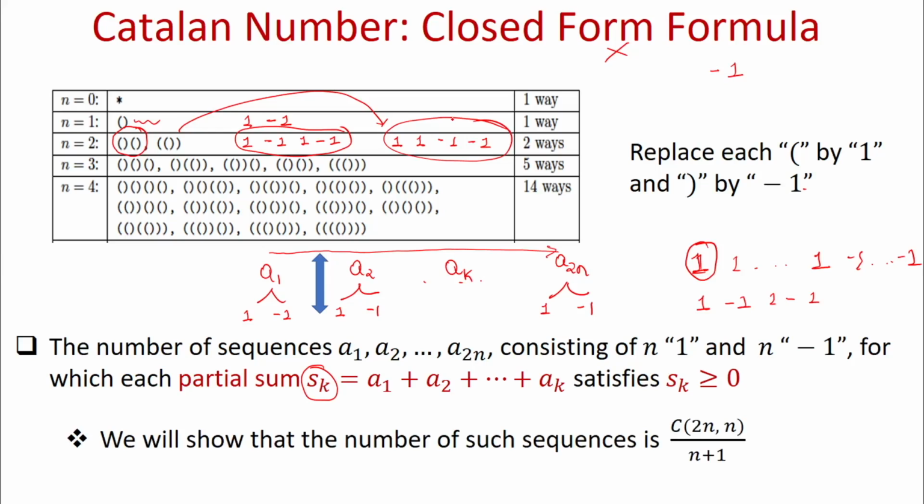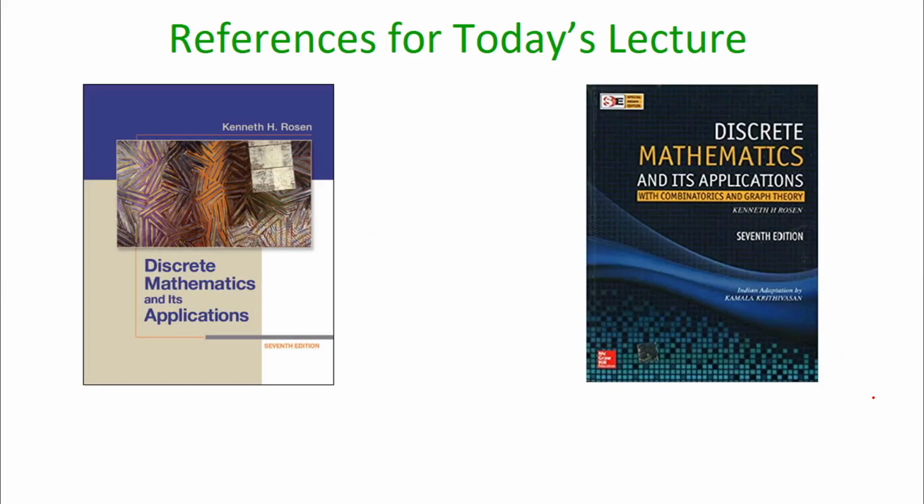And what we will show in our next lecture is that the number of valid sequences satisfying these restrictions is nothing but this formula. So this C is not the Catalan function. This is now the combinatoric function, or this is 2n choose n. It's basically the number of ways of selecting n values out of 2n values. So the nth Catalan number has the value 2n choose n over n plus 1. This we will prove in our next lecture.